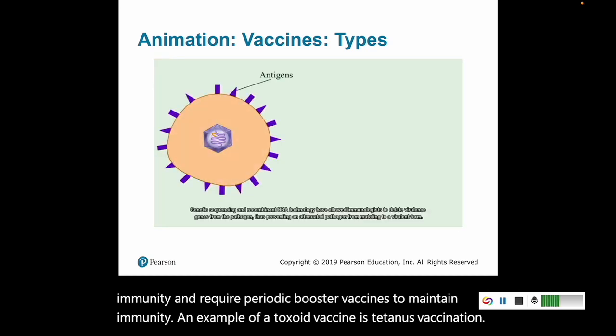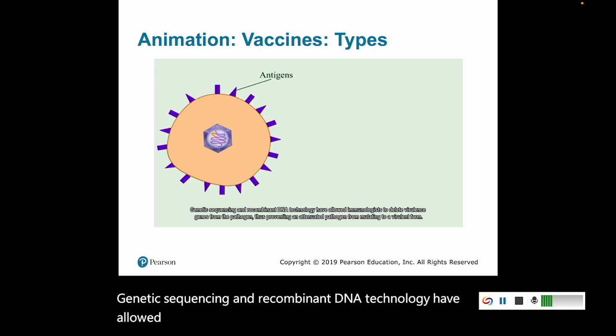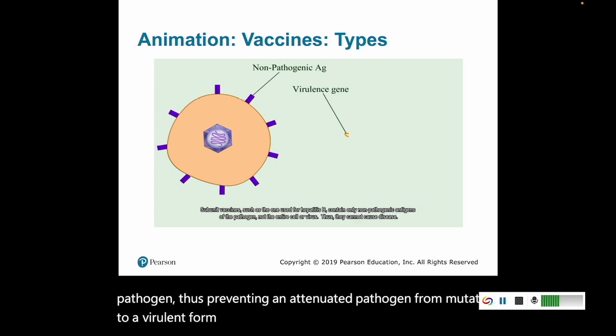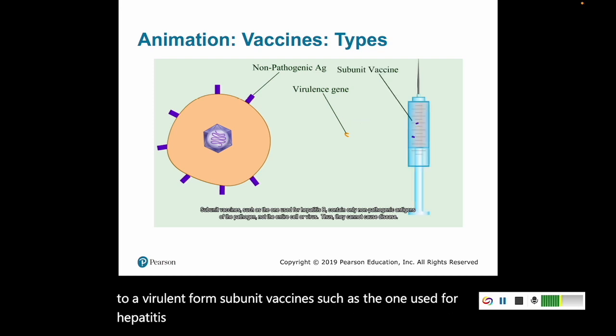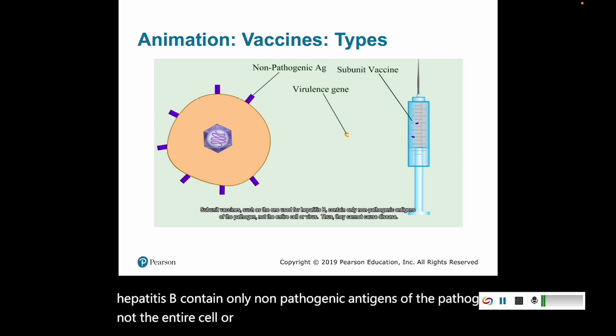Genetic sequencing and recombinant DNA technology have allowed immunologists to delete virulence genes from the pathogen, thus preventing an attenuated pathogen from mutating to a virulent form. Subunit vaccines, such as the one used for hepatitis B, contain only non-pathogenic antigens of the pathogen, not the entire cell or virus. Thus, they cannot cause disease.